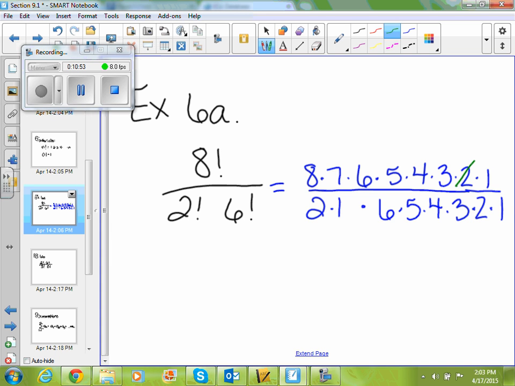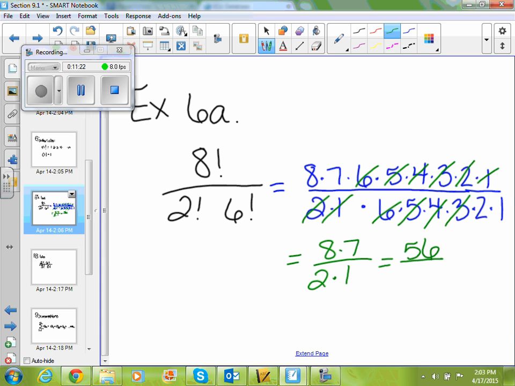Okay, so I'm going to cancel the things that are the same. So I can cancel my 2's and I can cancel my 1's. Then I can also cancel 3's, 4's, 5's, and 6's. So then what I'm left with on top is 8 times 7. What I'm left with on bottom is 2 times 1. So 8 times 7 is 56. 2 times 1 is 2. 56 divided by 2 is 28.